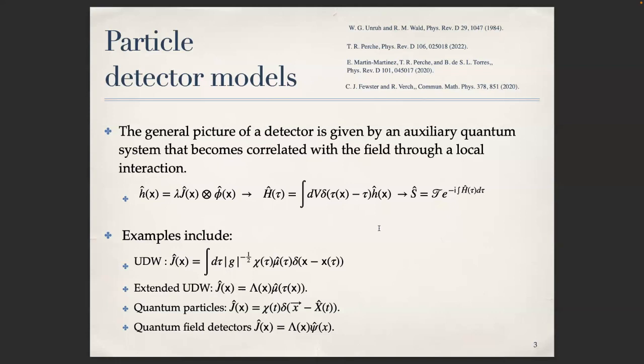Examples include the usual Unruh-DeWitt model. You can check that this is actually the distribution that the pointlike detector fulfills, that when plugged in here gives you the usual Unruh-DeWitt model. The kind of models that, for instance, Rick was discussing this morning are things of this type.